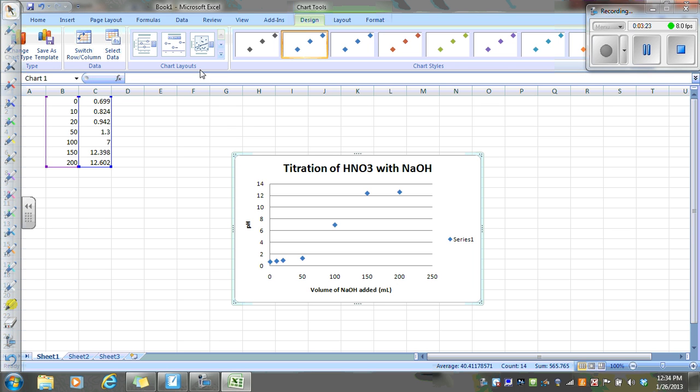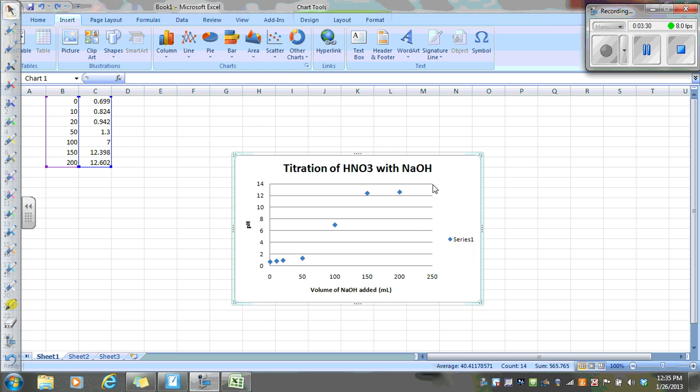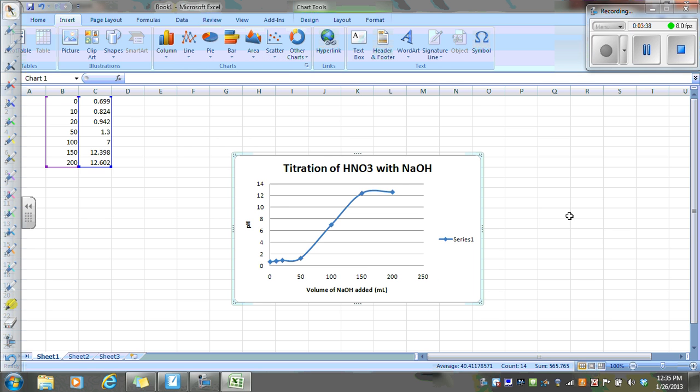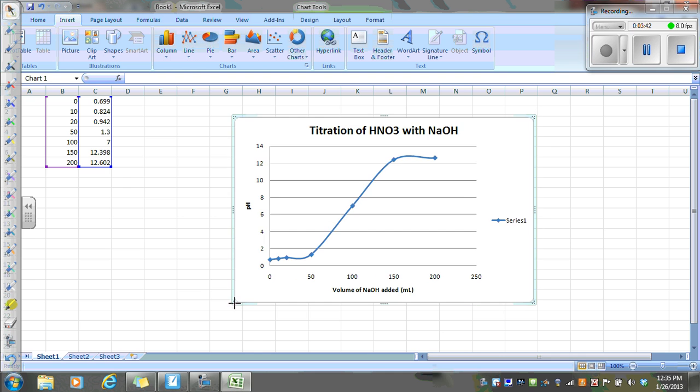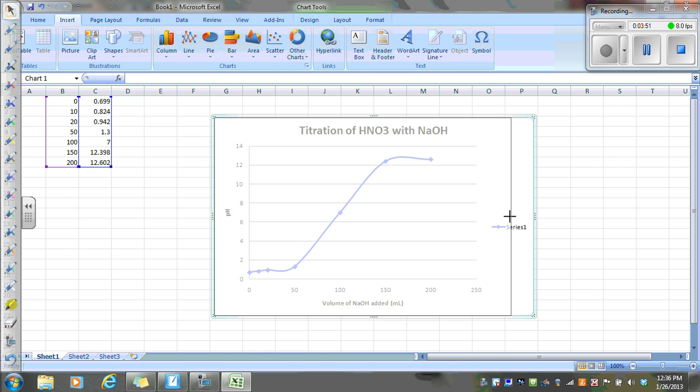Okay, so I would really like, and I forget how to do this, so I've got to go back and look. Okay, so I want you to be able to see what the curve actually looks like. I'm going to go back to scatter, and then I want to select this smooth line. Okay, so this is what we're looking at. I'm going to make it bigger so you can see. Okay, so this is a strong acid, strong base titration.